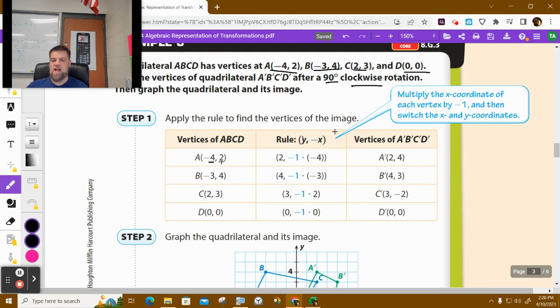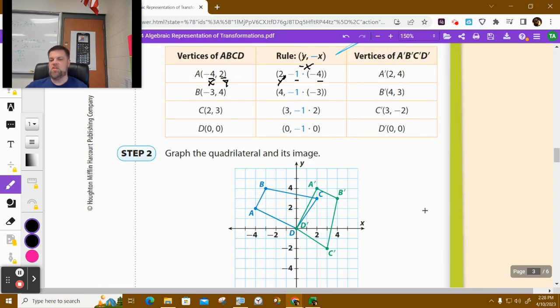So I'm going to flip them. So I'm going to put the Y in the front. So this is my Y. Now my Y goes here. This is my X. But now I'm going to multiply my X by -1. Notice this is the total X value, -X. So -4, 2 becomes 2, +4. -3, 4 becomes 4, +3. 2, 3 becomes 3, -2. And 0, 0 becomes 0, 0.